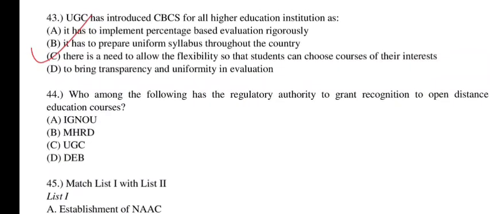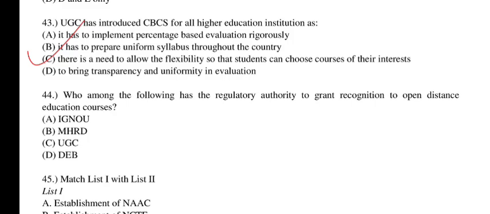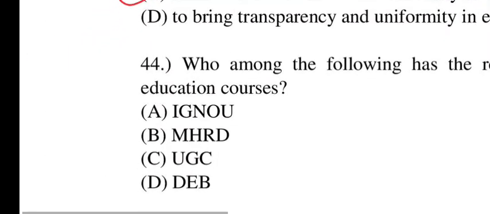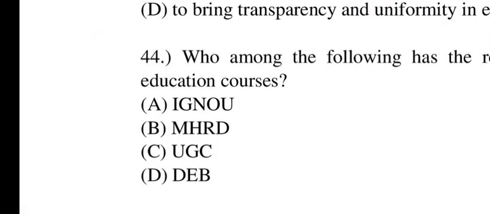Question 44 says, who among the following has the regulatory authority to grant recognition to open distance education courses? IGNOU, MHRD, UGC, DEB. The correct option for 44 will be number D, DEB.